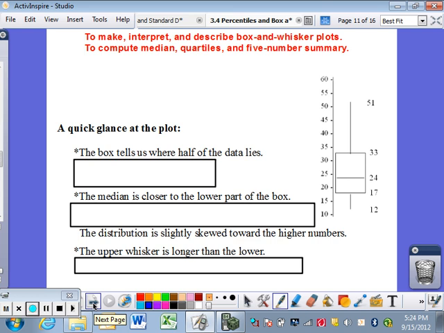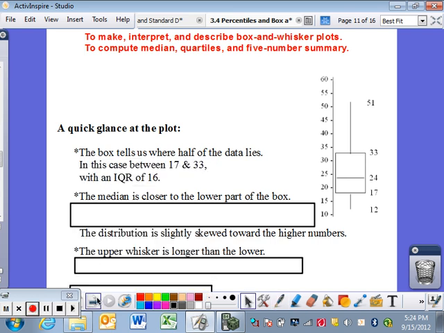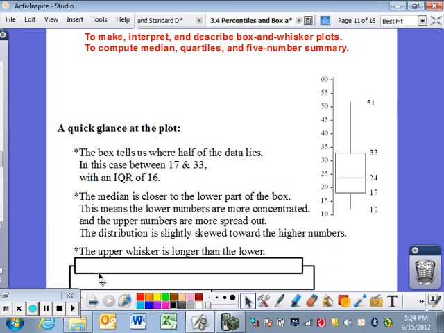So, a quick glance, and I chatted about this already. The box tells us where half the data is. In this case, between 17 and 33, the interquartile range is 16. So half of our data is in that box. It's pretty swooshed together there. The median is closer to the lower part of the box. This means the lower numbers are more concentrated, closer together. Or if you flip it, the upper numbers are more spread out. It's slightly skewed to the higher numbers, where your tail spreads out a little more.